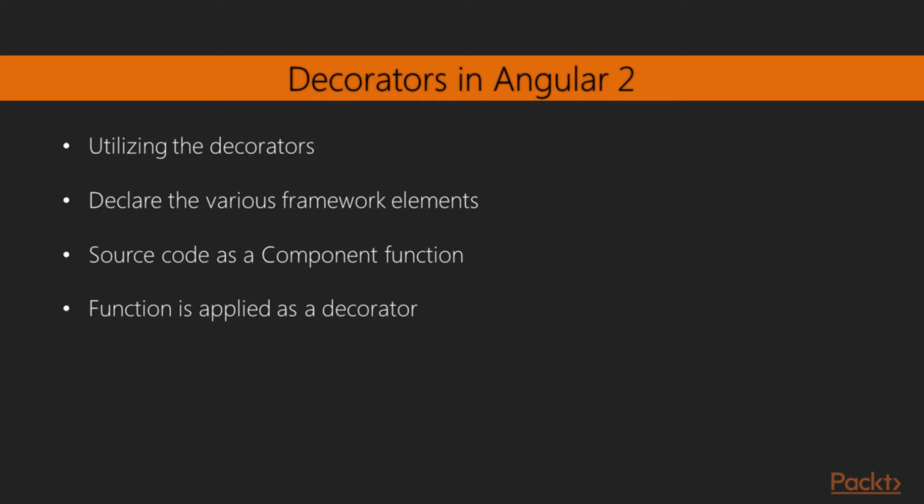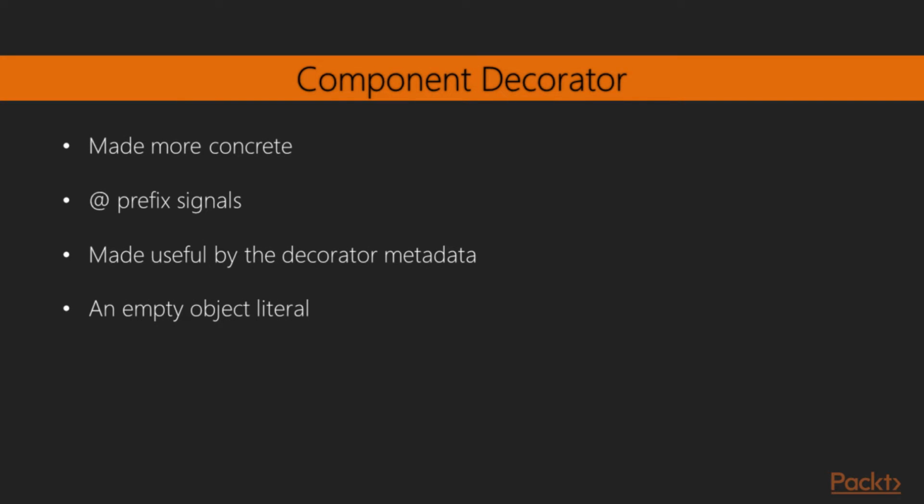various framework elements. Decorators such as @Component are defined in the Angular source code as component functions, and the function is applied as a decorator using the @ symbol. An @ prefix signals that the imported function should be applied as a decorator. These decorators are visually obvious, but will usually not exist by themselves or with an empty object literal. This is because Angular 2 decorators are generally made useful by their decorator metadata.